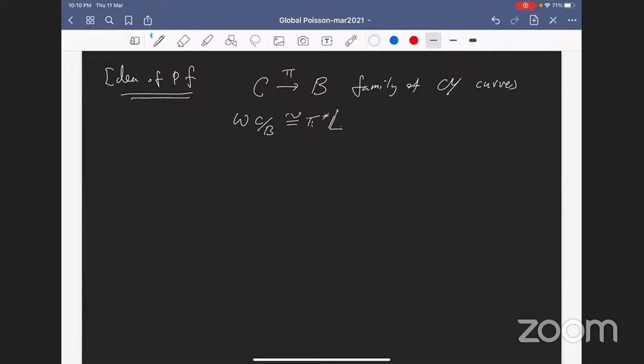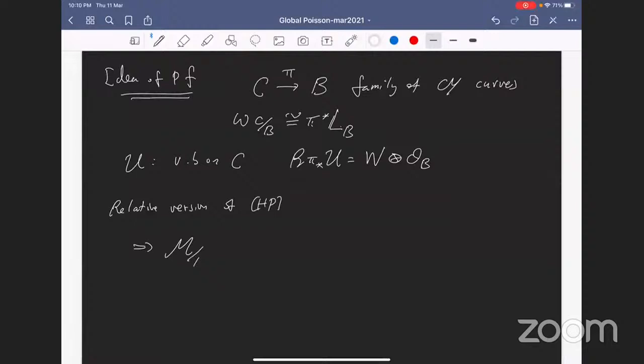Okay, and we consider some vector bundle U on C with the following property: the derived pushforward of this vector bundle is trivial. Trivial means it is some vector space tensor the structure sheaf on the base. Given this data, we can apply the relative version of our theorem. We can consider the relative moduli space which parameterizes vector bundles V on the total space such that the quotient is isomorphic to this given one, U. So this is the relative moduli problem over B.